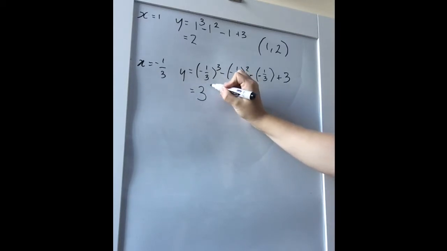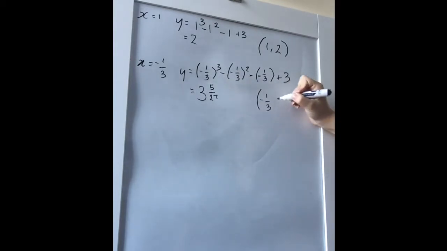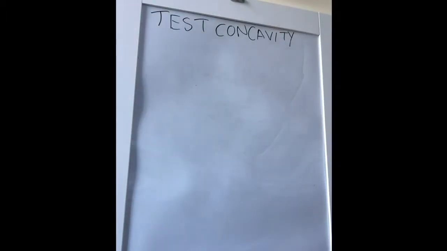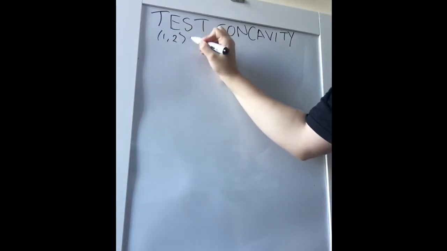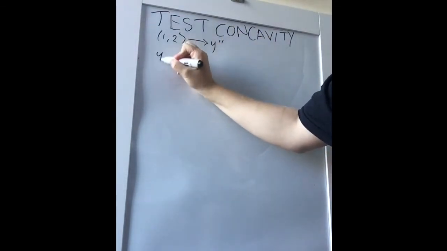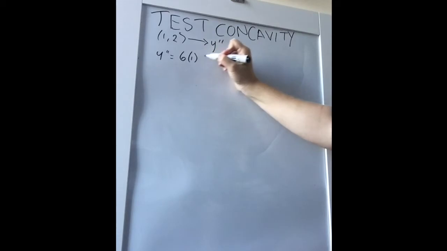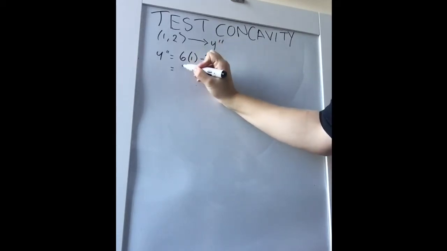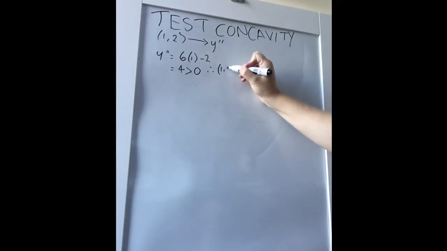Plug it into your calculator, and you've got your second stationary point. Next up, we test the concavity, and you do this by putting the x value of your stationary point into the second derivative. So with our first stationary point, we put 1 where the x values are. And this gives us 4. And because 4 is greater than 0, we know that it is a minimum point.